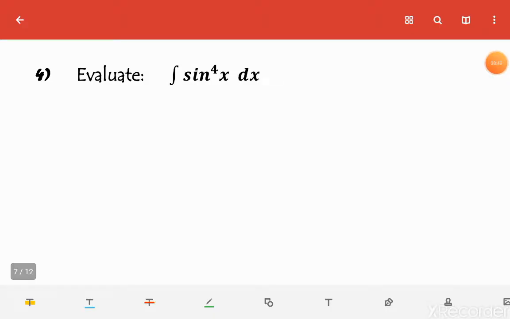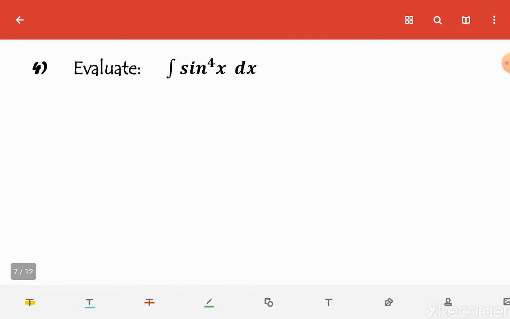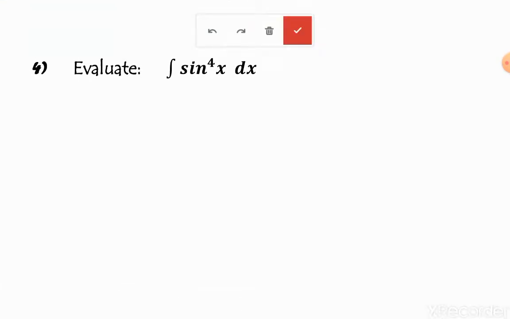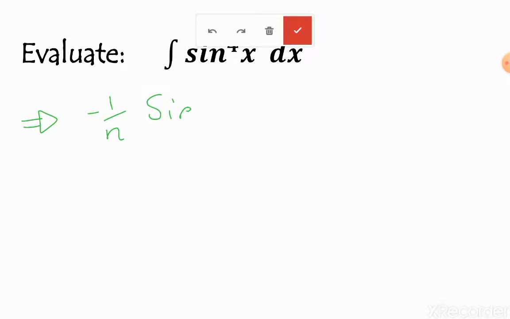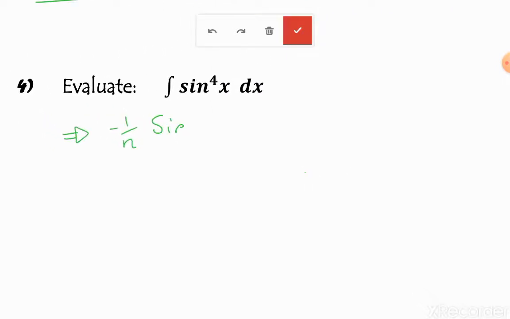One more example for the integral of sine to the power of 4x dx. I'm going to write first the rule. Yes, here. The rule is negative 1 over n, since it's a sine, then sine to the power of n minus 1 cosine x plus n minus 1 over n, the integral of sine to the power of n minus 2 of x dx.